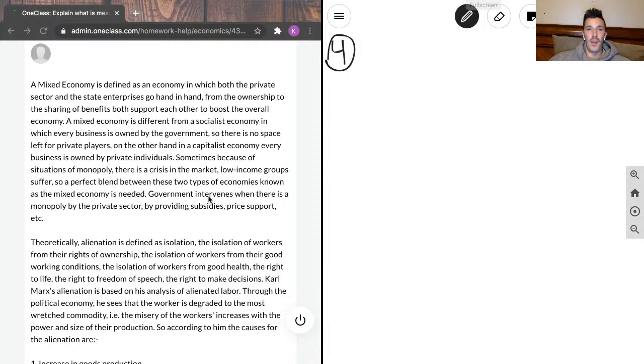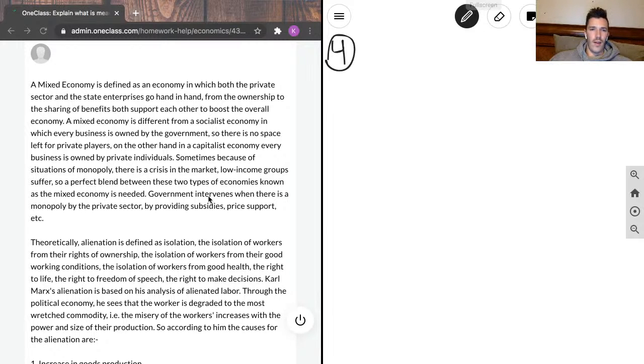Sometimes, because of situations of monopoly, there's a crisis in the market. Low-income groups suffer. So a perfect blend between these two types of economies, known as the mixed economy, is needed. Government intervenes when there is a monopoly by the private sector, by providing subsidies, price support, etc. In practice, all economies are mixed economies. Some economies are much closer to socialism, maybe like Denmark. Some countries are much closer to capitalism. You can picture the United States, Canada.